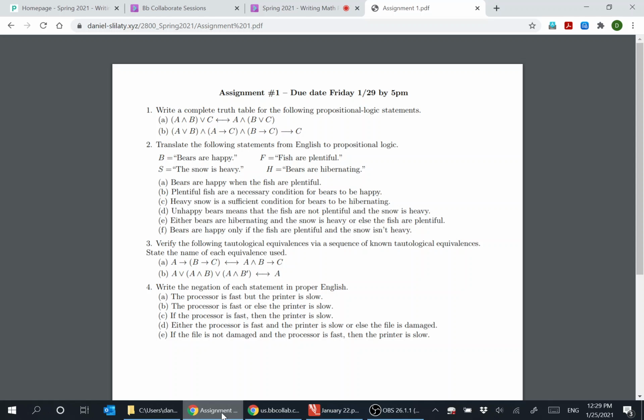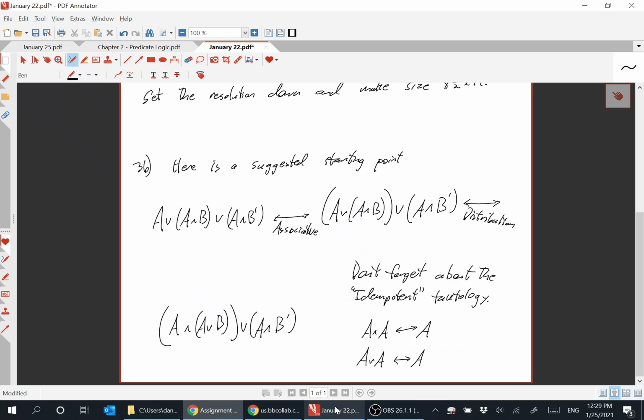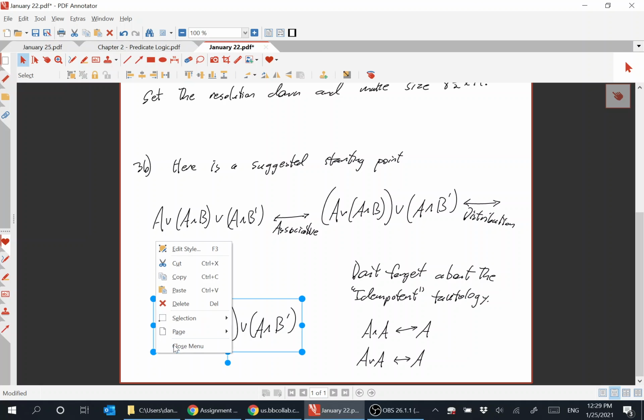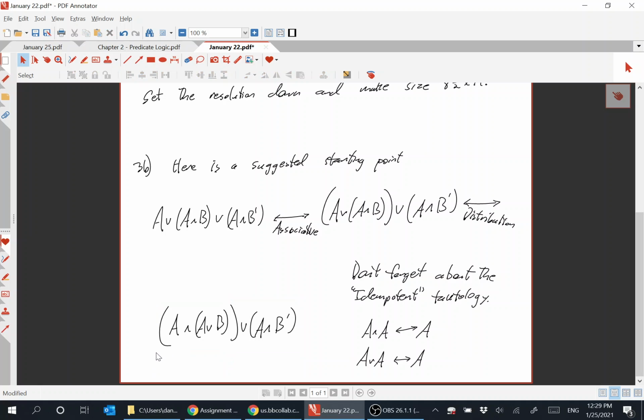So once you're to this point here, then you want to use distribution and factor out the A. Right? You did that, you're saying? Yeah, so that gives you A and, parentheses, A or B not. And then you can use complementation, well, associative and then complementation, because A or B not, the B or B not is 1, right?